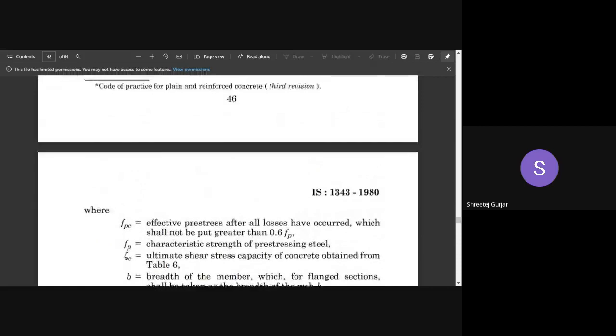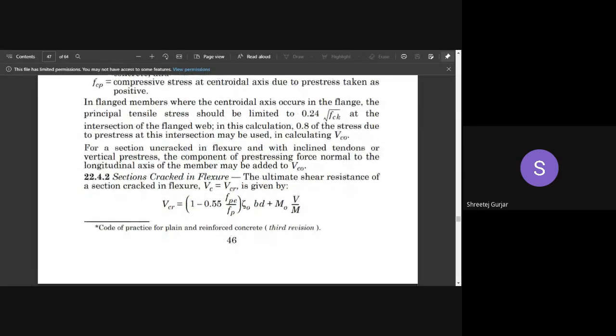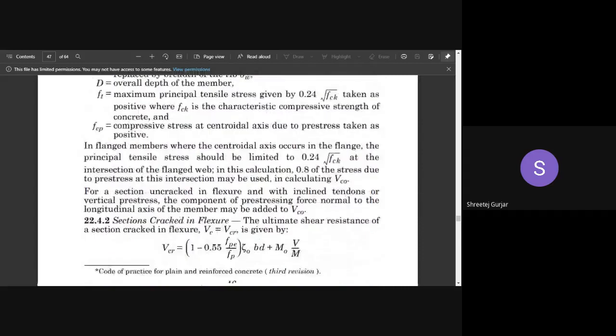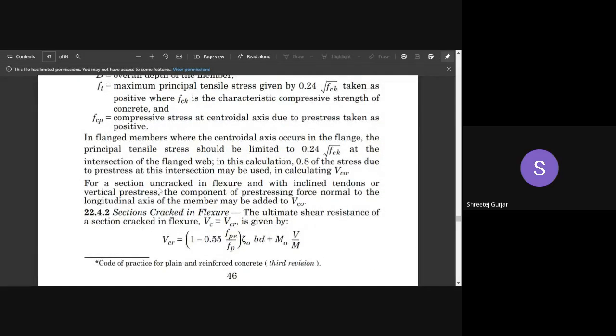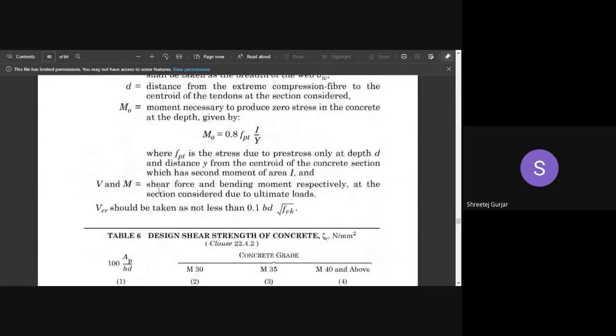So I hope you have understood all the required things that are used for solving the numerical. These particular equations are already there in your code book, so no need to remember them. If you have the code book and remember the page number and clause number, you can easily substitute and calculate. A few more things regarding this. Table number 6, I have told you how to use.